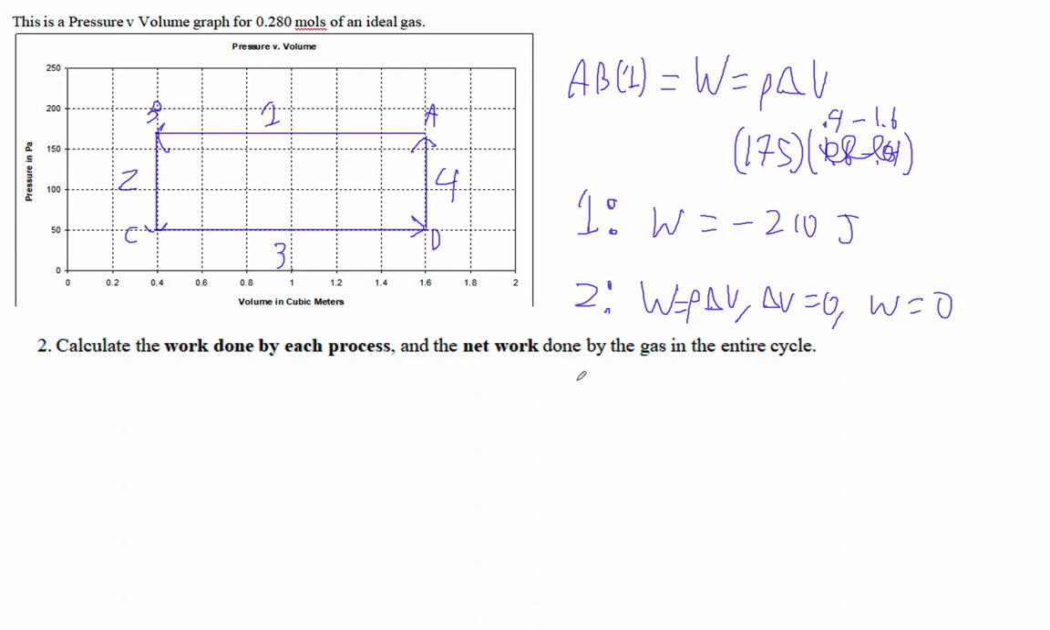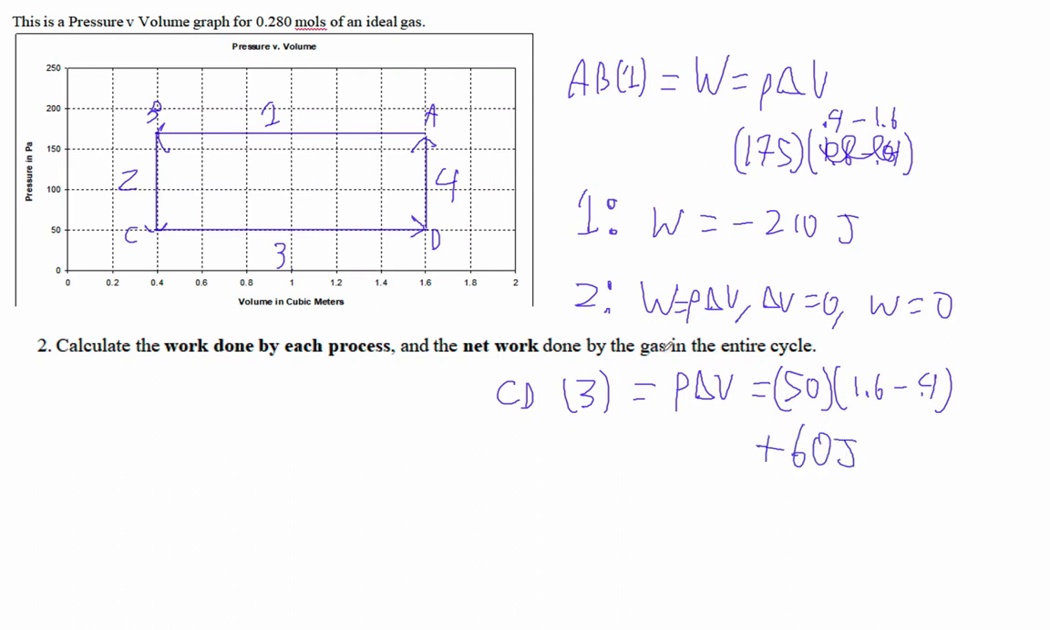And then process 3, which is process CD. The pressure is 50, so it's pressure times change in volume. So it's 50 pascals, and then it's 1.6 final minus the initial 0.4. So 50 times, what is that, 1.2? It is positive 60 joules.